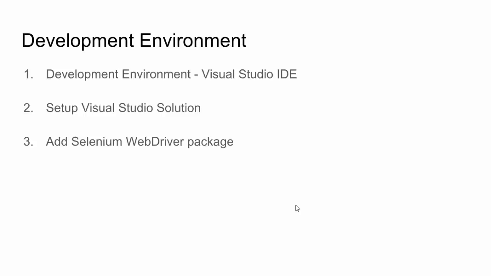The different editions of Visual Studio, like Visual Studio Professional and Visual Studio Enterprise, are paid editions. There's also a free version of Visual Studio, which is called Visual Studio Community. For development of non-commercial applications, you can use this free version, and you can create automation test scripts using Visual Studio Community Edition.